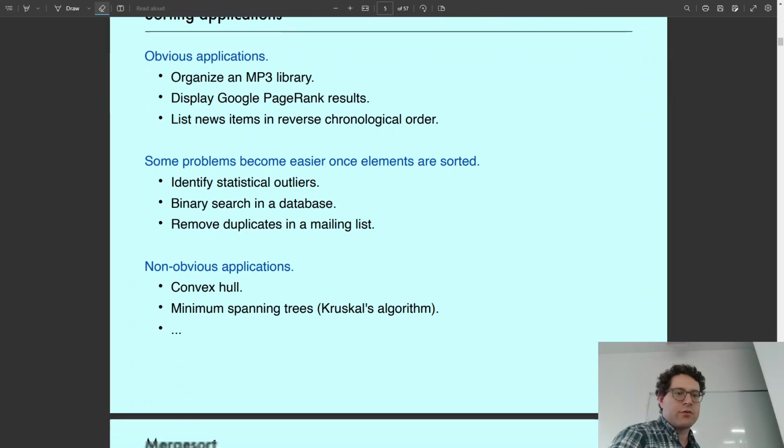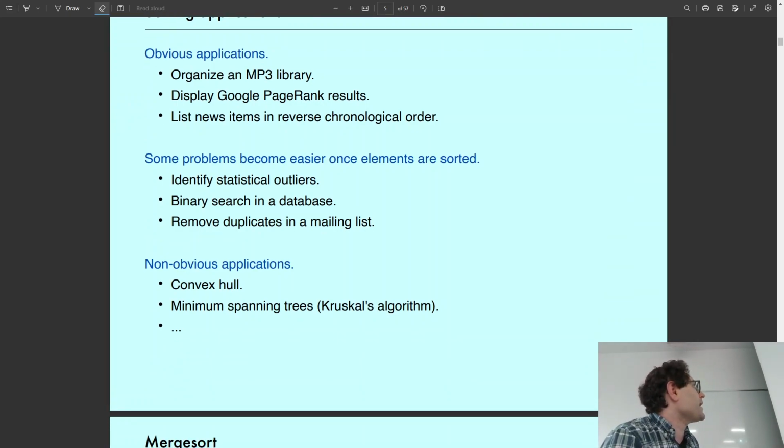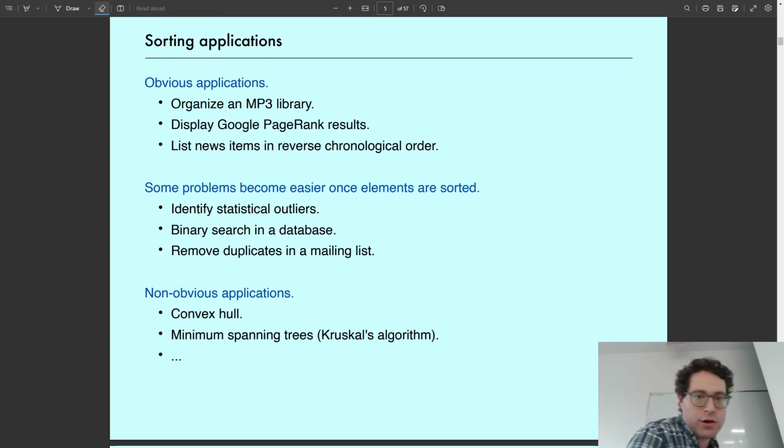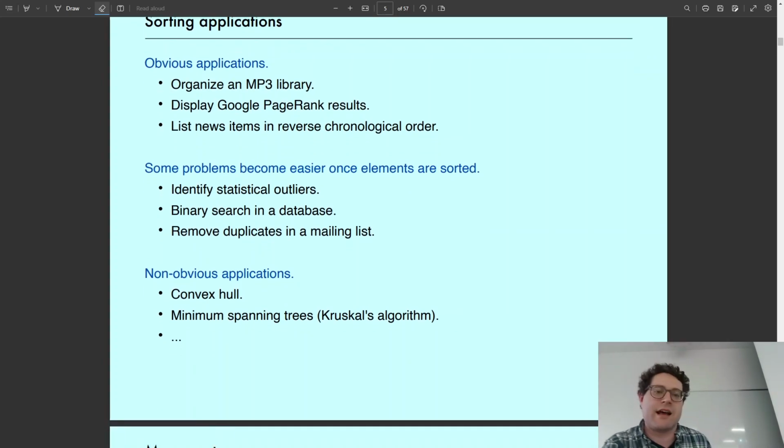Okay, sorting applications: display page rank, list news items in chronological order. Some problems become easier once elements are sorted. That's a good point there. For instance, one easy way to tell if two things are permutations, if you don't want to use a hash map, is you just sort them. If they're two different things, but you sort them and they become the same thing, then they're permutations of each other. Removing duplicates is also very easy, because when things are sorted, duplicate items show up right next to each other, right?